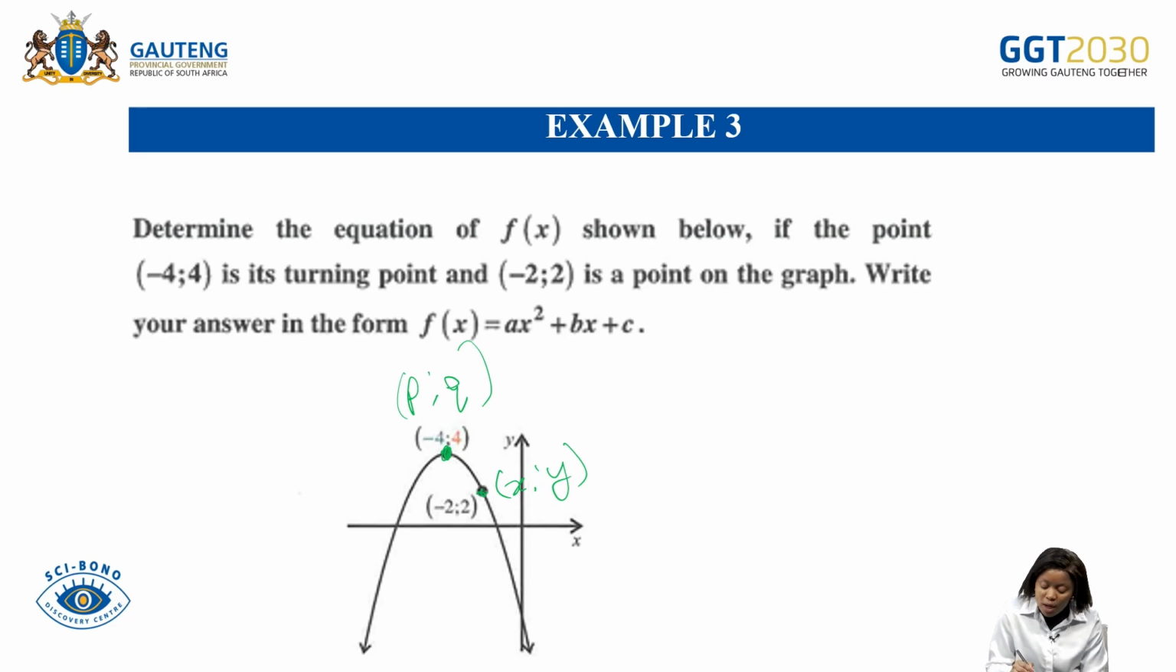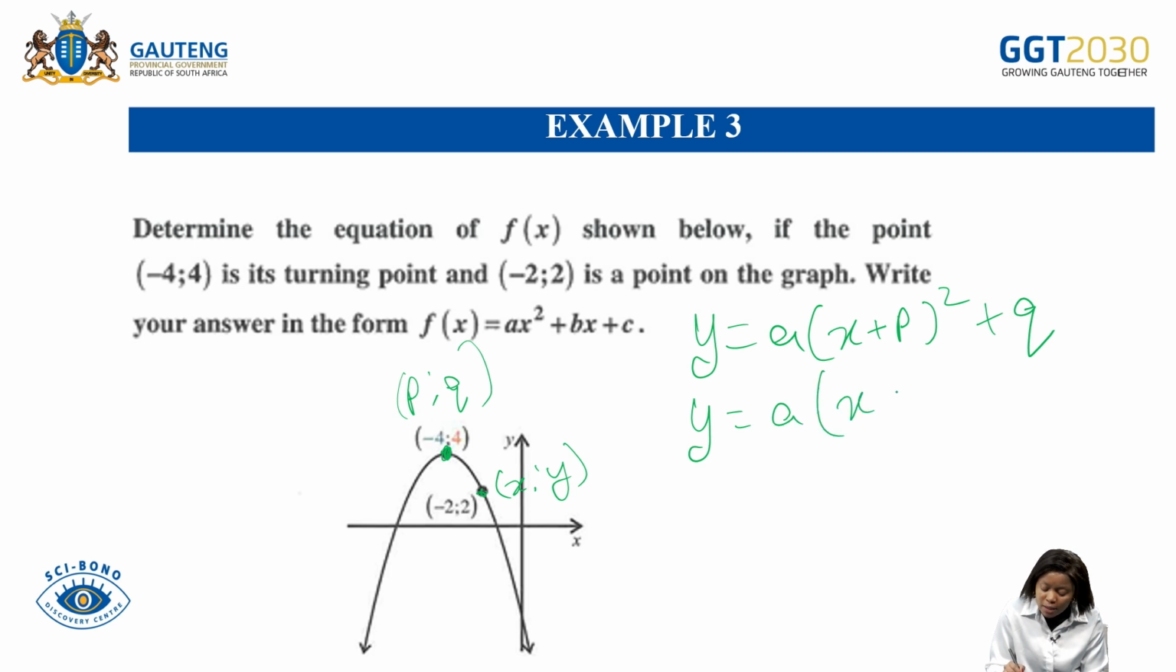Ne? So it means you are going to say, okay, since I am given p and q, I need to use the equation with p and q, right? So it's going to be y is equal to a into x plus p, all squared, plus q. Ne? So you will have your y is equal to a into x. The p, remember we said your p changes the sign, right? So you have -4. So when I'm substituting here, I'll substitute +4 because I have -4. Then it's squared plus the q, it's given as +4. I still have 3 unknowns.